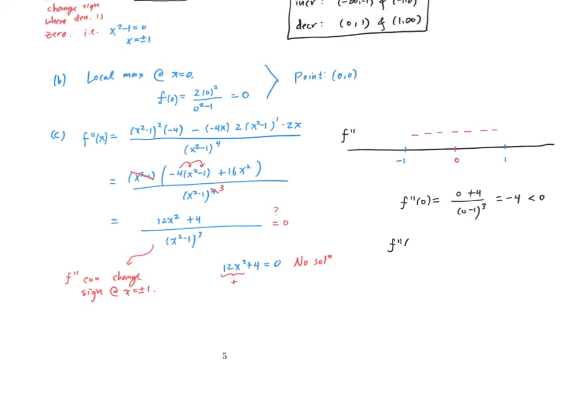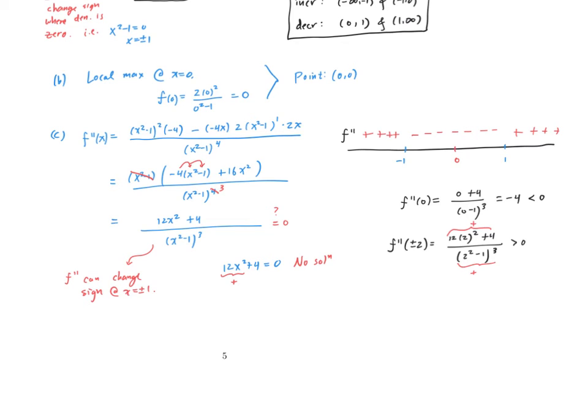So let's just note f double prime, whether we substitute in plus or minus 2, it's irrelevant, would be 12 times 2 squared plus 4, all divided by 2 squared minus 1 cubed. And we don't have to overthink this at all. We can just note that what's in the top is positive, what's in the bottom is positive, and a positive divided by a positive is also positive. And that gives us two intervals where our function will be concave upward.